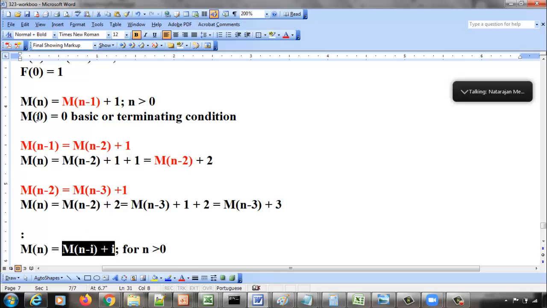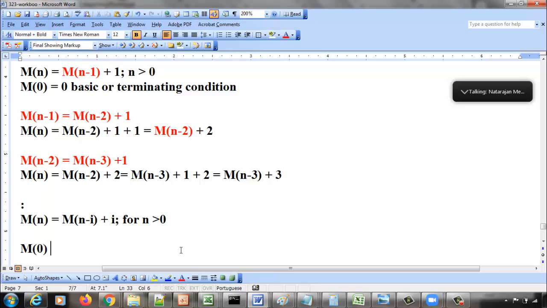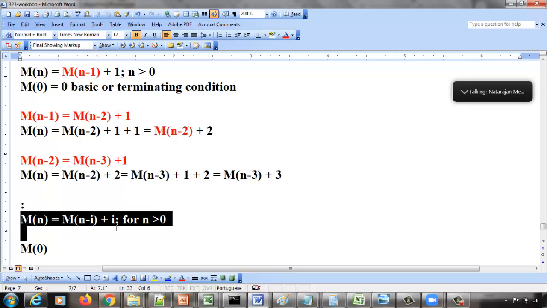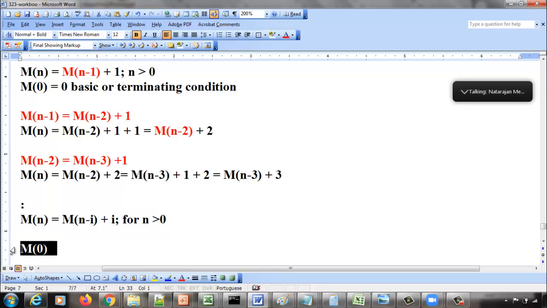Now look at the basic condition. The basic condition is defined for the parameter m to be 0. M of 0 is 0. So if you can reduce this recurrence all the way to something like M of 0, we have an answer. So how do we reduce this recurrence all the way to 0? We can substitute n minus i, the term inside this thing. If it is equal to 0, then we know the answer for M of 0.